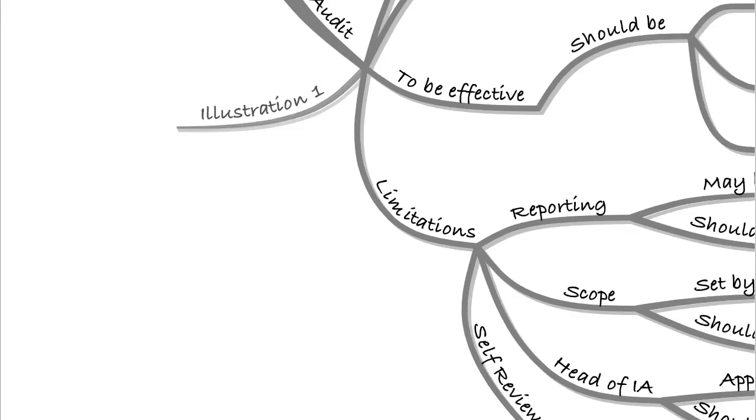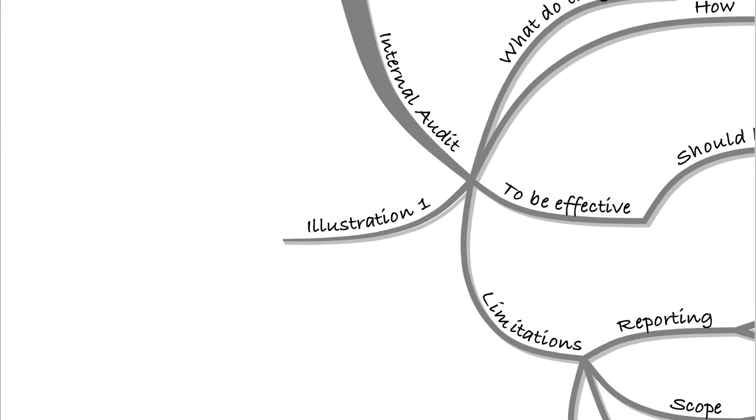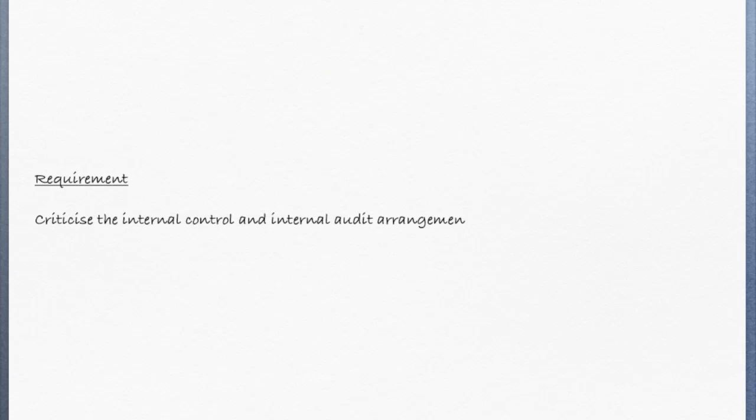Okay, so let's look at an illustration to see how this could come up in the exam. Read through the scenario to make sure you understand it, then maybe have a go at the question before working through the answer to learn from it with me. In illustration 1, our requirement is to criticise the internal control and internal audit arrangements at Gluck and Goodman as described in the case scenario. So we're going to criticise what they have available here.